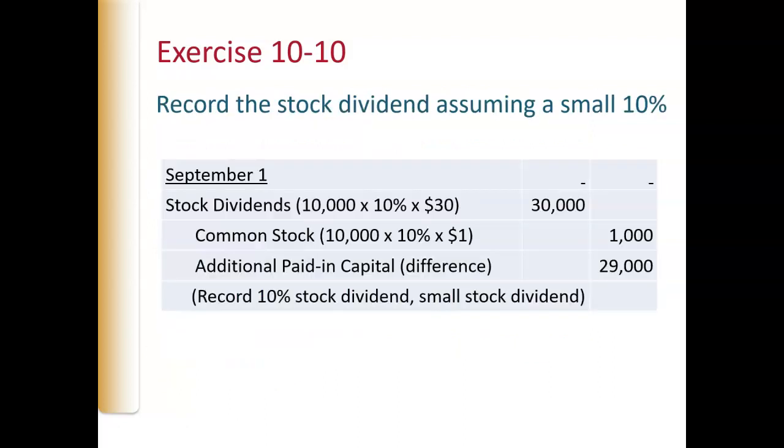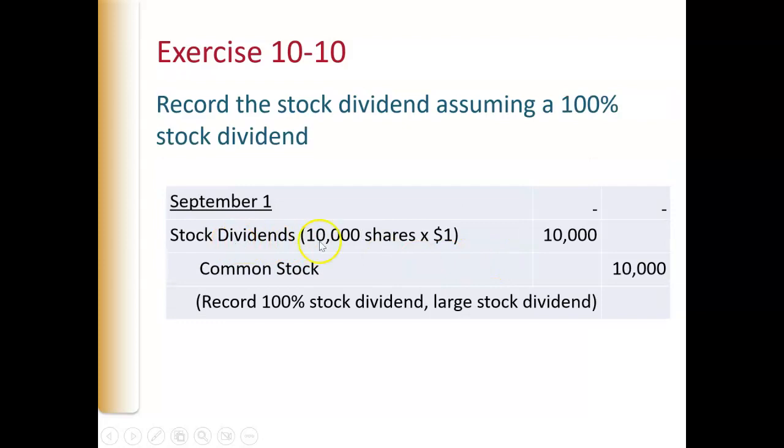So if we're doing a 10% stock dividend, we record this at market value. We show 10,000 times 10% at $30. That $30,000 is a debit to your dividend, which ultimately is retained earnings. And we credit our common stock for the par value. We credit our additional paid-in capital for the difference. That's for a small stock dividend.